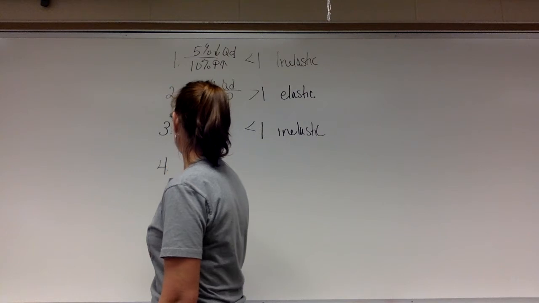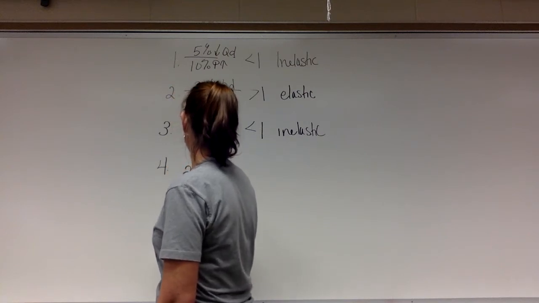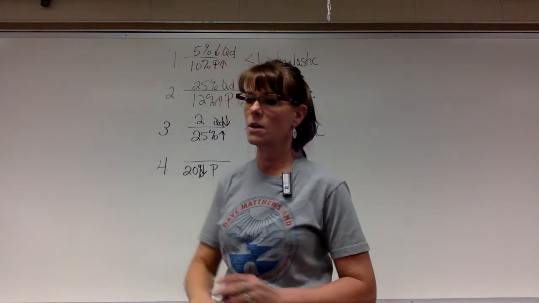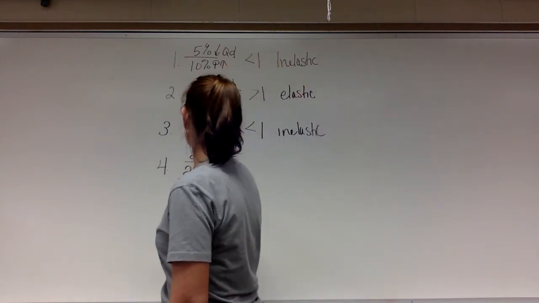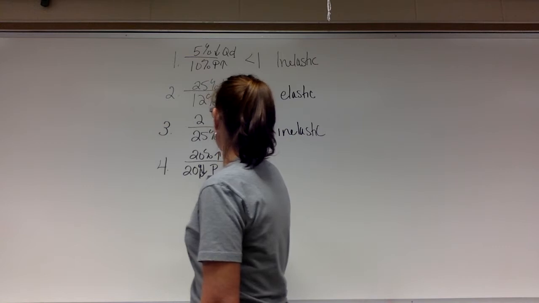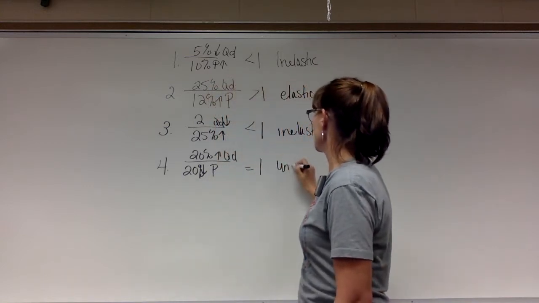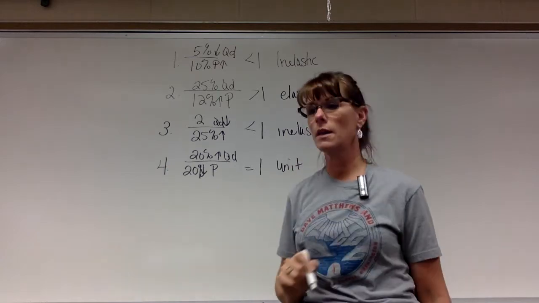And then number 4, cost of CDs decreased by 20%. So we're going to see a 20% decrease in the price of the CDs, and that is going to cause a 20% increase in the quantity demanded. This is equal to 1, so it is said to be unit or unitary elastic.